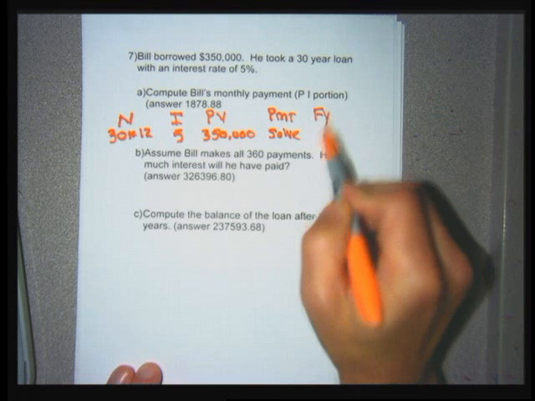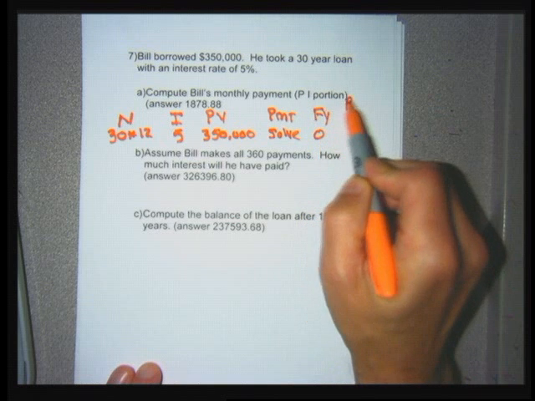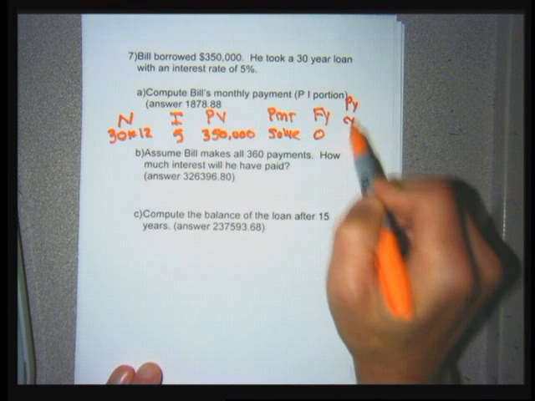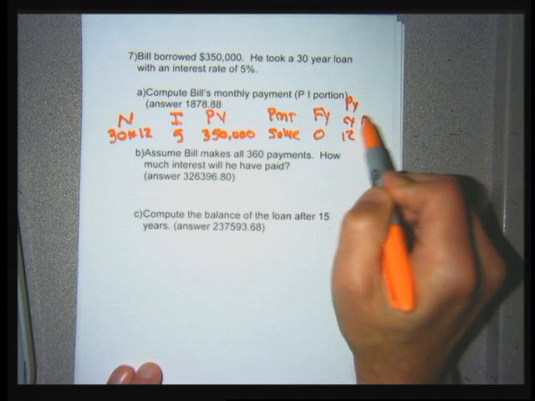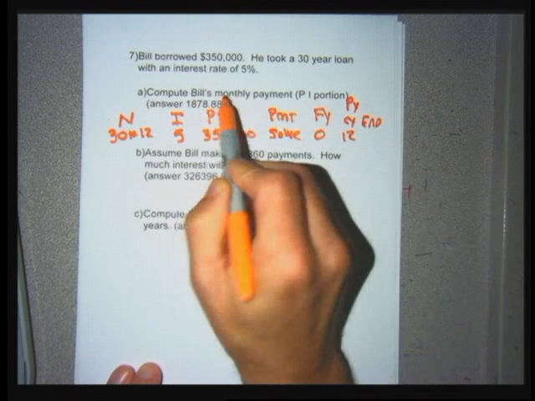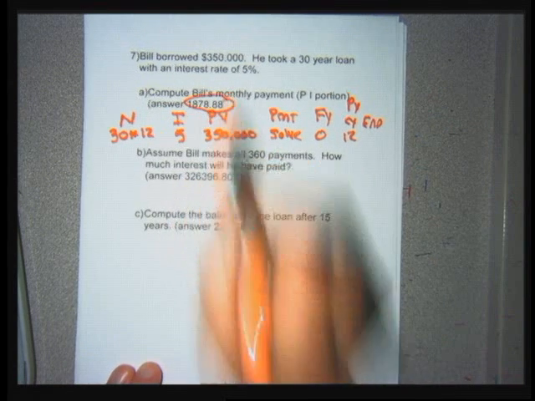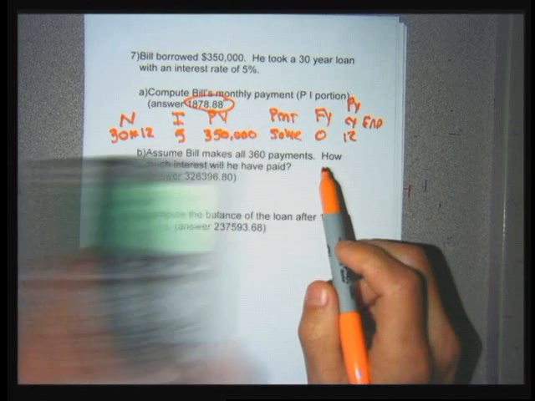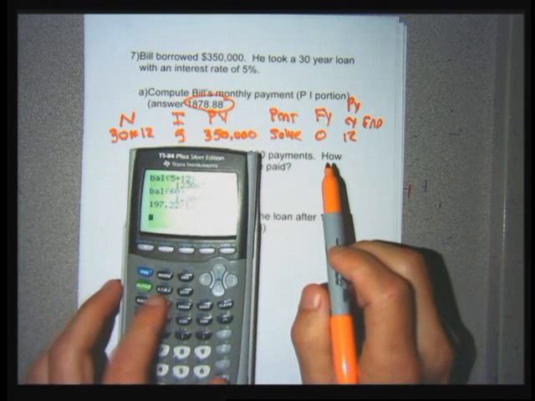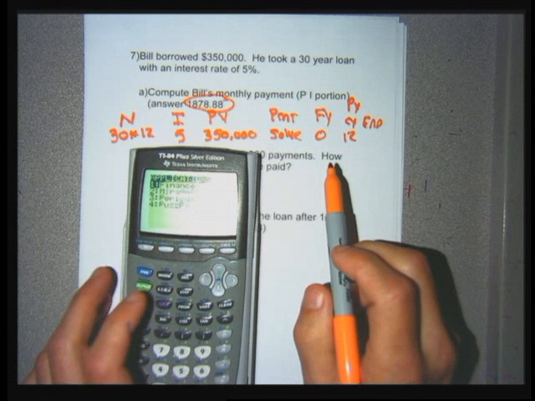The future value is going to be 0. For all savings problems, my PY and my CY are going to be 12. I'm going to leave my calculator on end. And apparently, I'm going to get $1,878.88 for his non-taxes and insurance, his principal and interest portion of his payment.